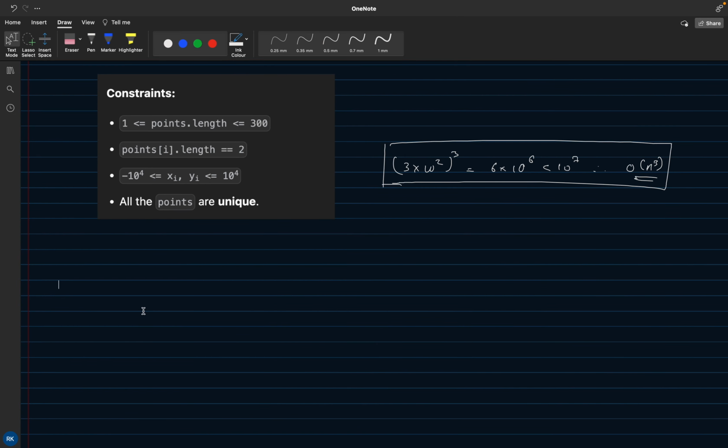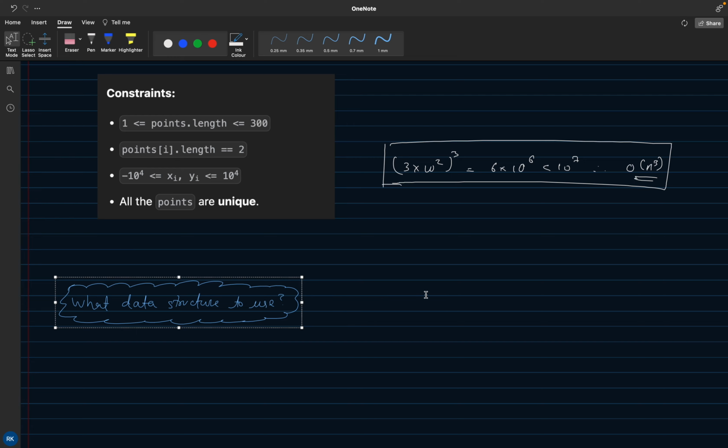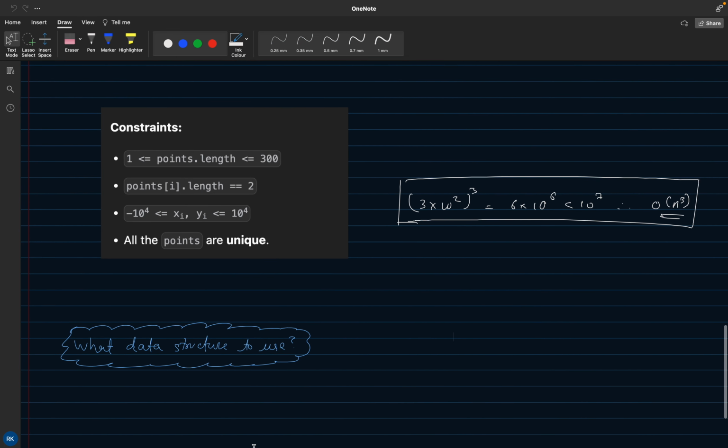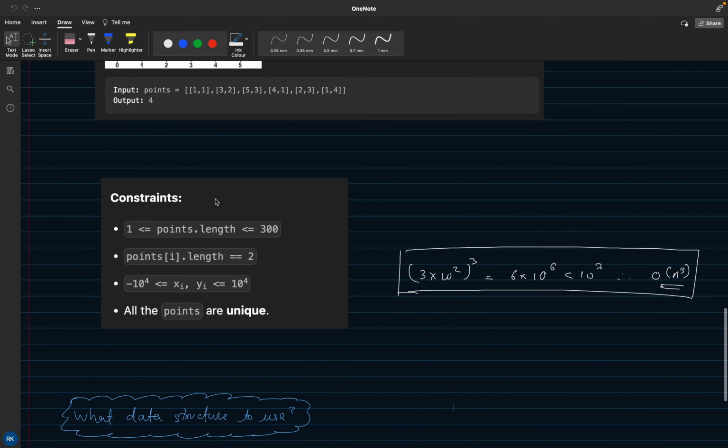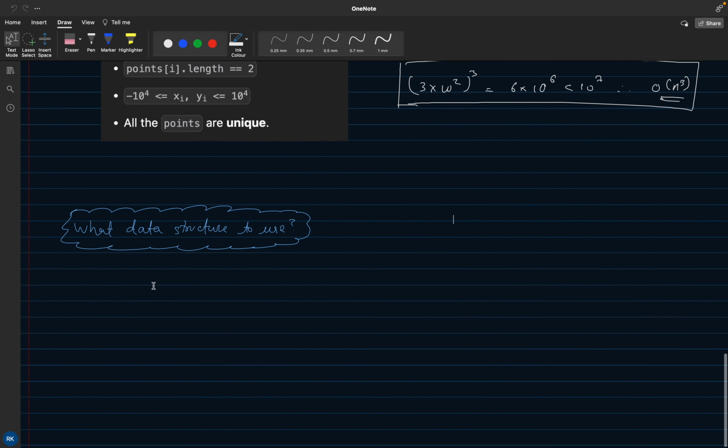But before that, we should know what kind of data structure to use. We want a data structure where we are going to store lines, and for every line we are going to have some set of points. So we will need something like a hash map where we will map every line to a set which will consist of the unique points lying on that line. So we are going to use a hash map for this case.